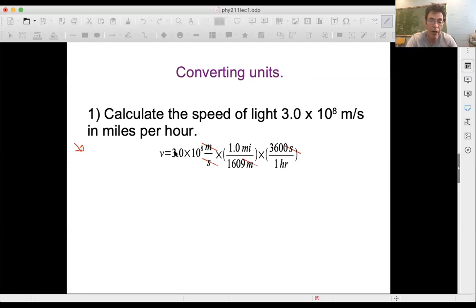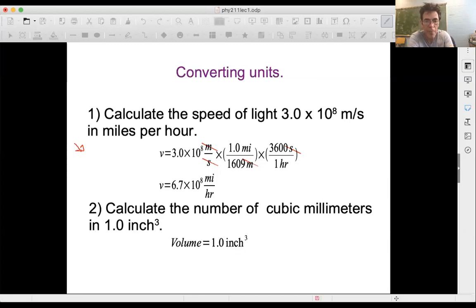And then I multiplied 300 million by 3,600 and divided by 1,609. And when I did that, I got this number. This huge number, nearly 700 million, 670 million, is the number of miles per hour that light travels at. And so that is the speed of light in miles per hour. And so that's an example of converting units.